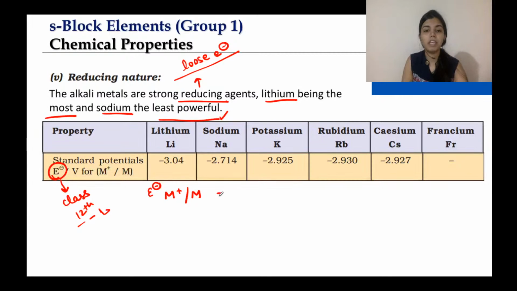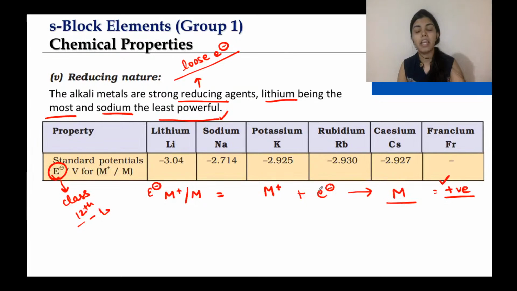So what does this mean? It tells how readily M plus will gain an electron to be converted into M. This is known as the reduction potential. The more positive the value of reduction potential, the more M plus will gain electron, that means it will undergo reduction. Here you can see there are negative values. That means instead of reduction, these will undergo oxidation and tend to reduce the other species. This much you should know.